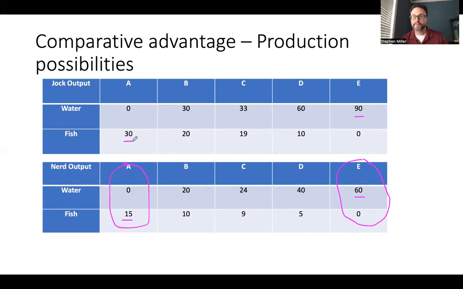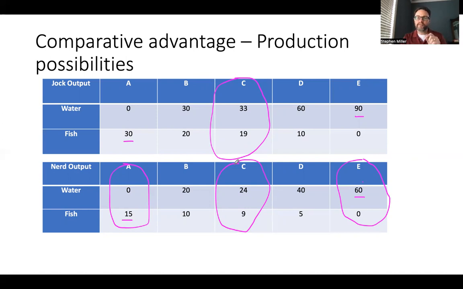So the jock, because he hasn't studied economics yet, says, "Well, I think the best thing for us is just we each do both. You catch your own fish and get your own water, and I catch my own fish and get my own water. Because if I rely on you to catch fish, we won't have enough to eat. And if I rely on you to gather water, we probably won't have enough water to drink." But if the jock makes that conclusion, it turns out he's going to be wrong.